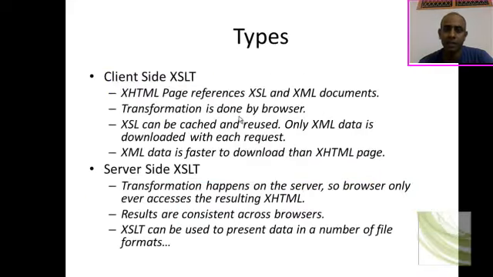As I have mentioned, we have two types of transformation. The first one is client side XSLT, and the second one is server side XSLT. With client side, your browser takes the responsibility of transforming the XML data, taking the XSL data and rendering in the browser itself. So if the processor is a part of the browser, that's known as client side XSLT.